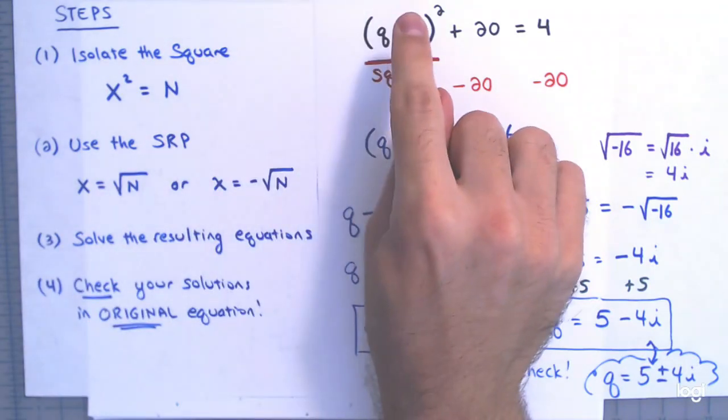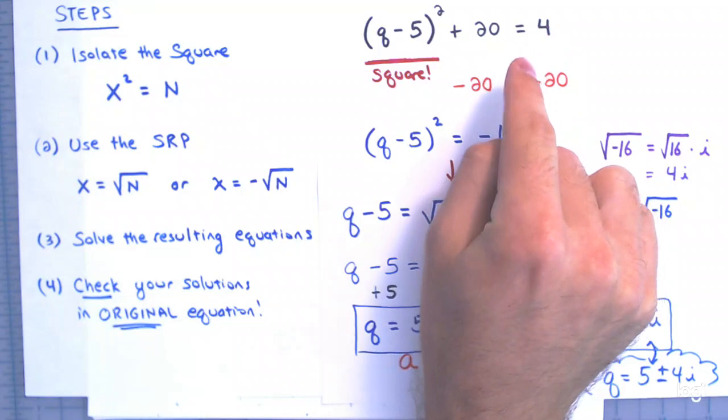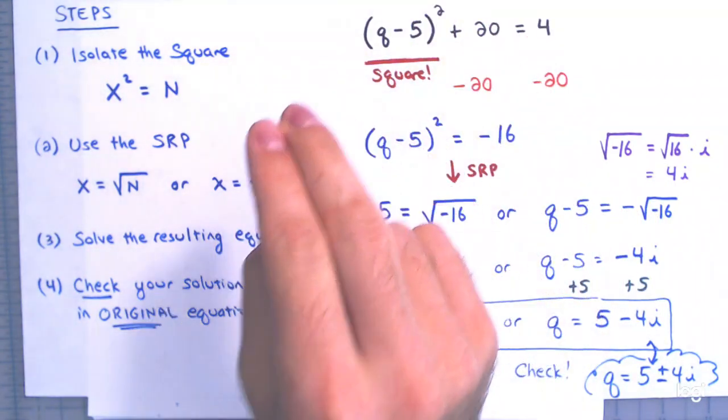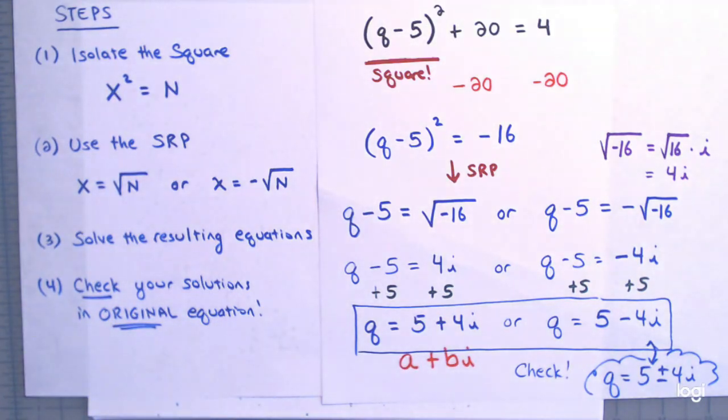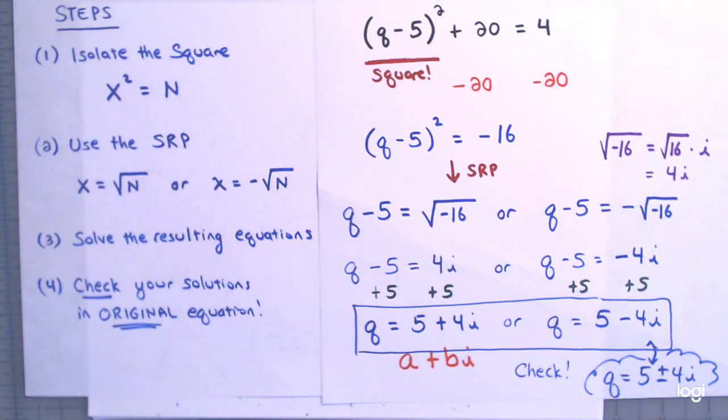Then, is there a variable inside the square? Check. And then is there a variable outside the square? If there's no variable outside the square, then you will be able to use this square root property. You might follow these steps, and of course check your solutions when you're done.